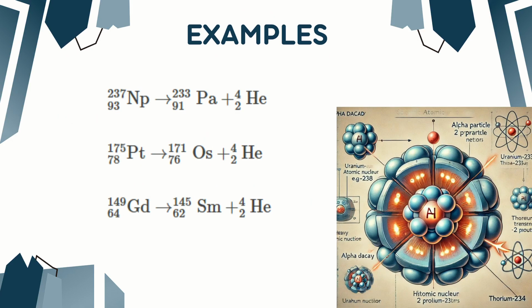The examples of alpha decay are neptunium-237 decaying into protactinium-233, emitting an alpha particle. Neptunium is an intermediate product in the nuclear fuel cycle. Then platinum-175 can undergo alpha decay and become osmium-171. The other example is gadolinium, which can undergo alpha decay to transform into samarium. In this process, gadolinium emits an alpha particle, reducing its atomic number by 2 and mass number by 4.